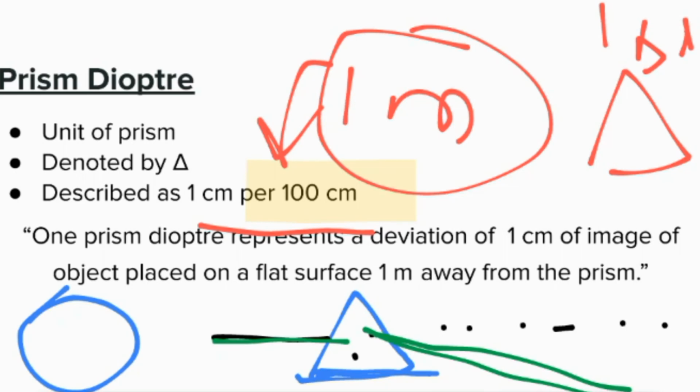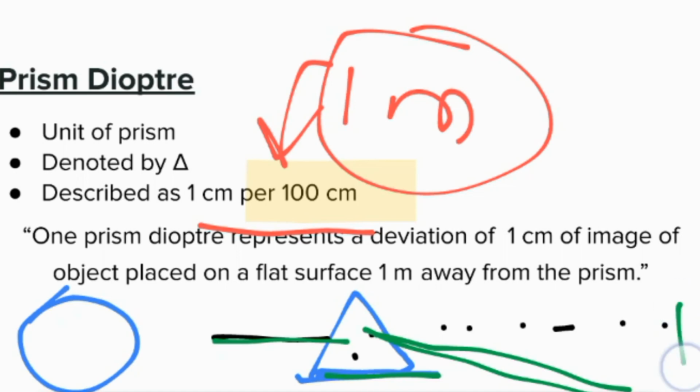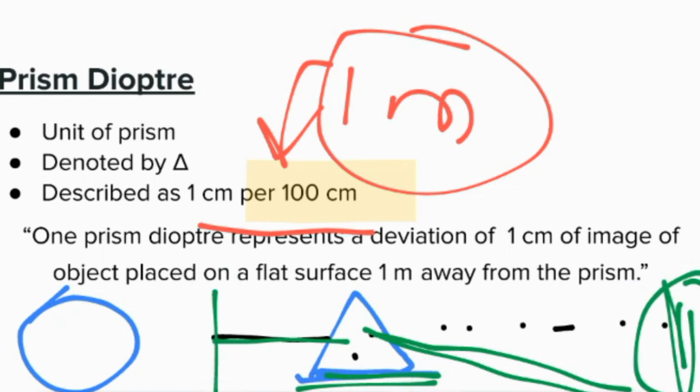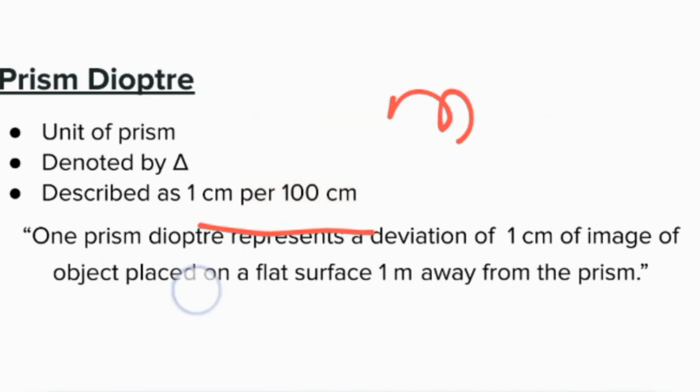So if we have a prism of 1 prism diopter, how much deviation will it do? It will deviate the image which is at 1 meter distance. Imagine this is an object, and this is a prism placed between, and this is you. I am going to draw it again, so for your ease you can understand what I want to say.